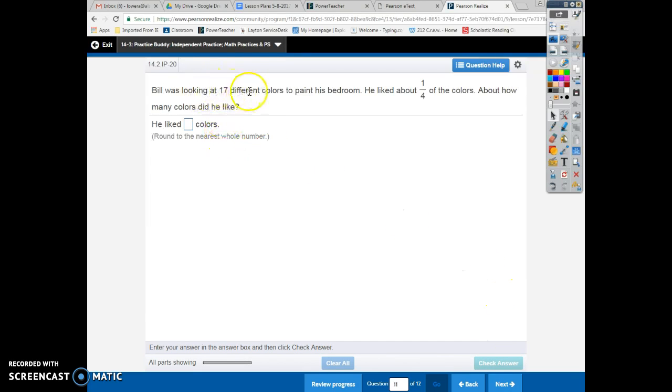Bill was looking at 17 different colors to paint his bedroom. Wow, that's a lot. And he liked about 1/4 of the colors. There's that word of. Of means multiply. About how many colors did he like? Well, about means estimate. So this even says round to the nearest whole number. So let's see here. I got 1/4. I'm going to multiply that by 17, which is 17 over 1, which I know is 17 all over 4.